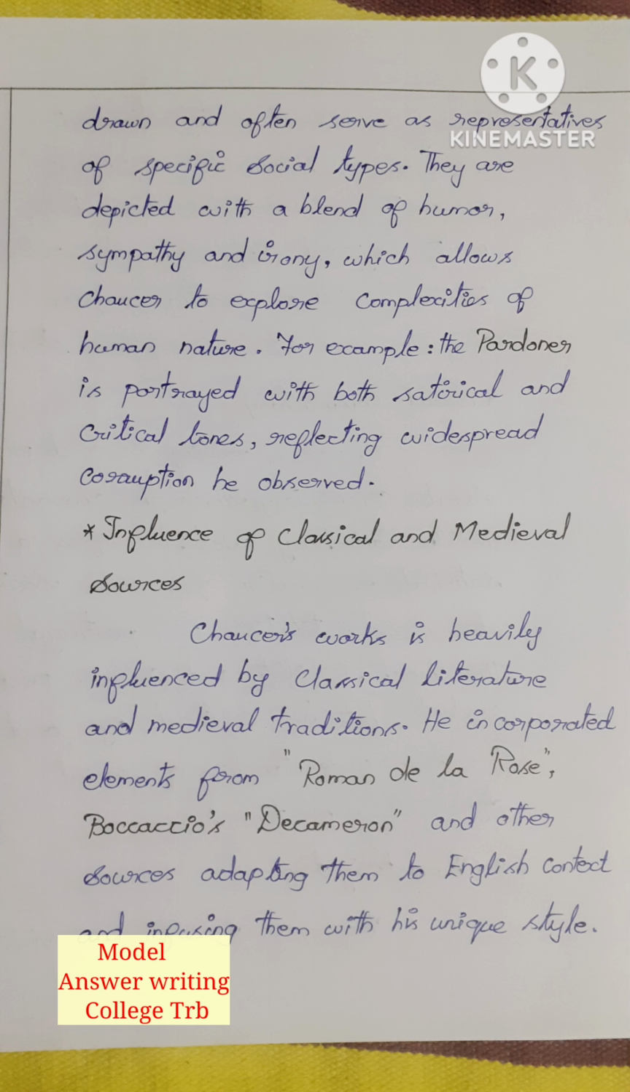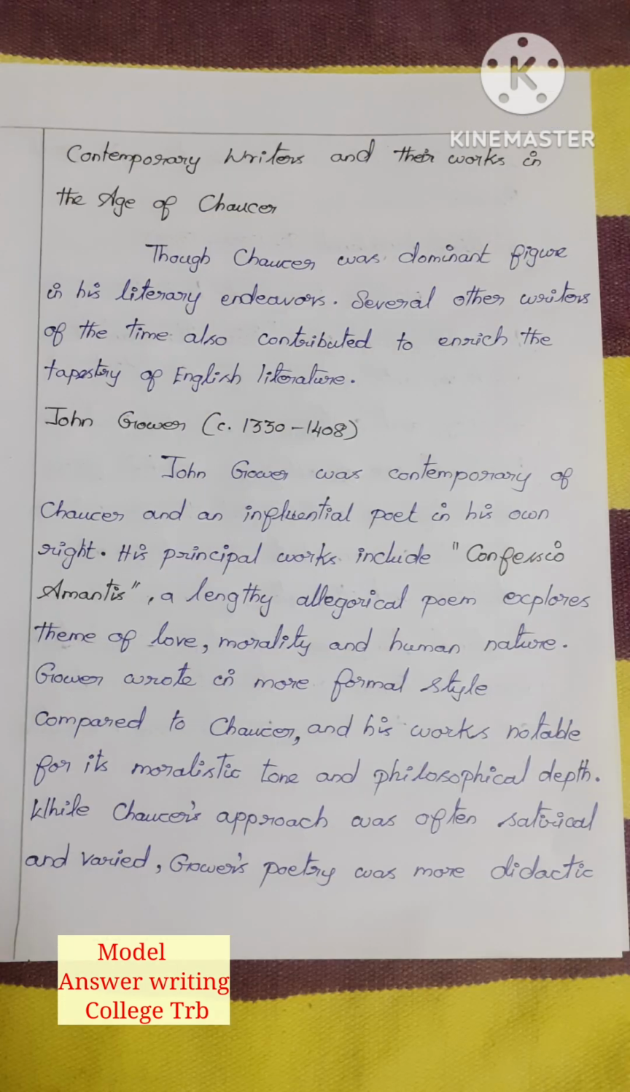Characterization. Chaucer's characters are vividly drawn and often serve as representatives of a specific social type. They are depicted with a blend of humor, sympathy, and irony, which allows Chaucer to explore the complexities of human nature. For example, the Pardoner is portrayed with a satirical and critical tone, reflecting the widespread corruption he observed.